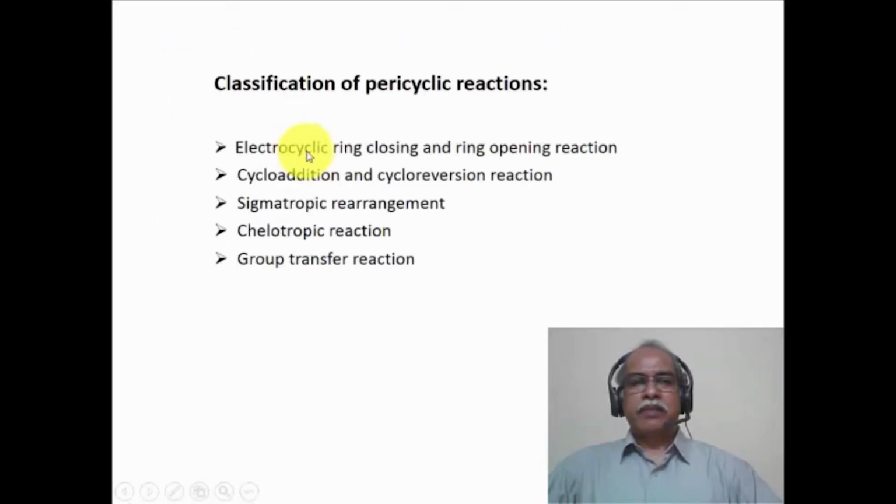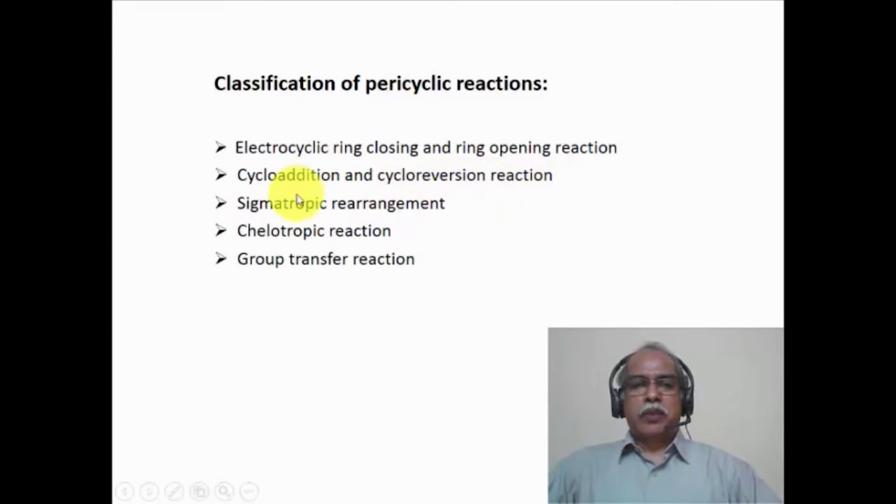Now pericyclic reactions can be very broadly classified into 5 different categories. These are called electrocyclic reactions. They could be a ring closing reaction or ring opening reaction, depending upon whether a ring is formed or a compound which has a cyclic structure undergoes opening of the ring. The second class of reactions are the cycloaddition reactions. Cycloaddition reactions are reactions where two components add to form a cyclic compound. The reverse of that process would be the cycloreversion process. The Diels-Alder reaction is a good example of a cycloaddition reaction. The retro-Diels-Alder reaction would be a cycloreversion reaction.